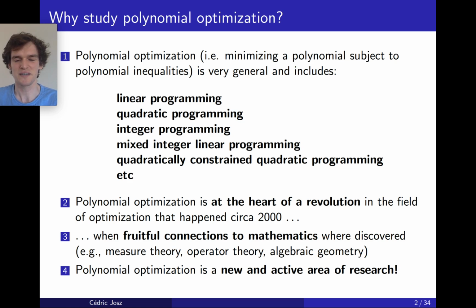this framework. And why is it so interesting? Polynomial optimization is at the heart of a revolution in the field of optimization that happened around the year 2000. At that time, fruitful connections to mathematics were discovered, in particular measure theory, operator theory, and algebraic geometry. And so the reason why I think it's an interesting subject is that polynomial optimization is a new and active area of research.